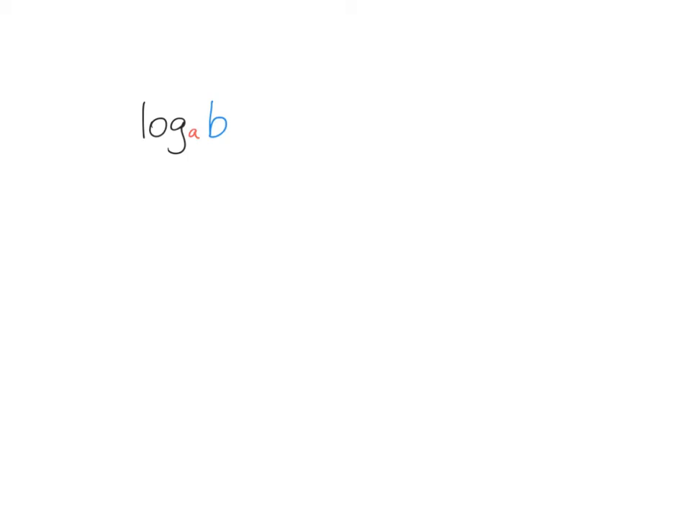Let us start out with the meaning of log. This thing is what we call log base A of B. Let's say this whole thing equals C. We could actually write this out in another form: A to the power of C equals B.